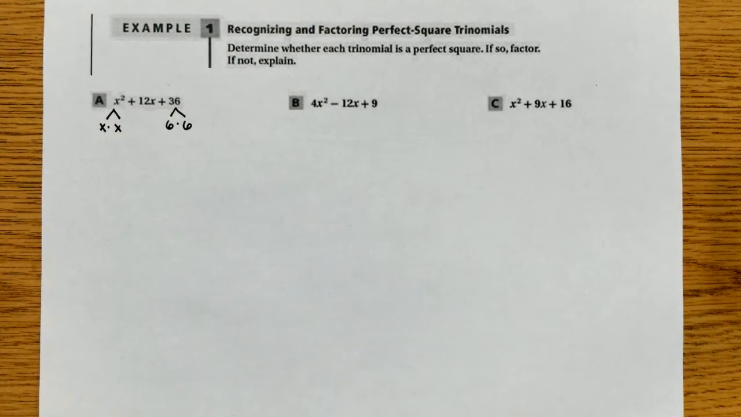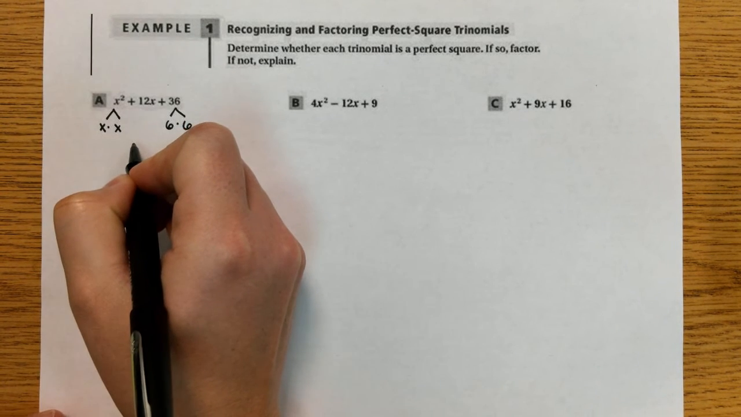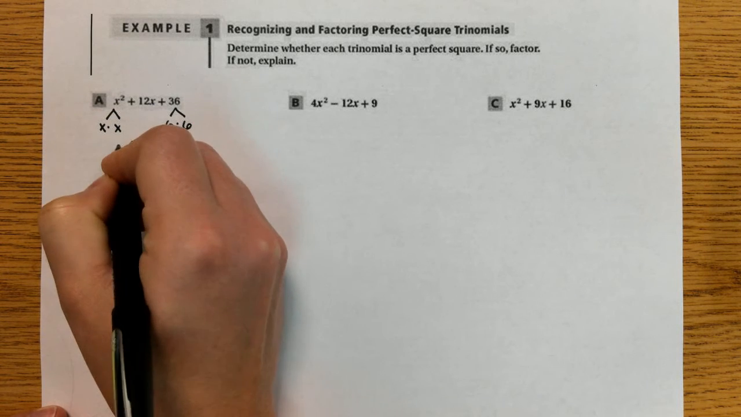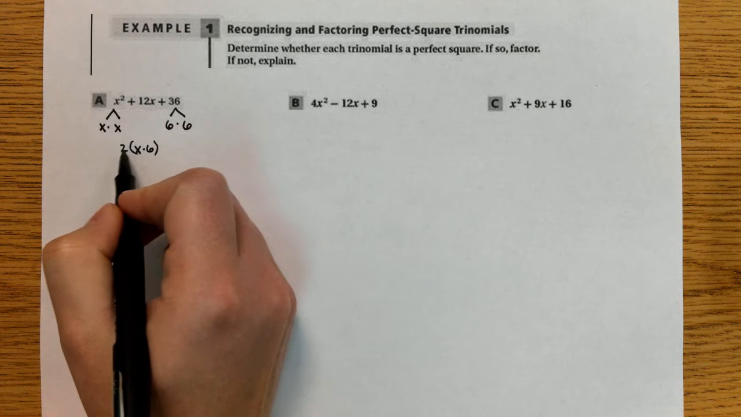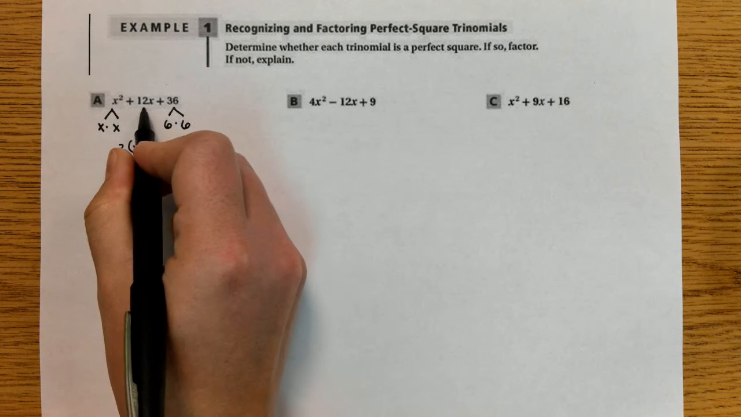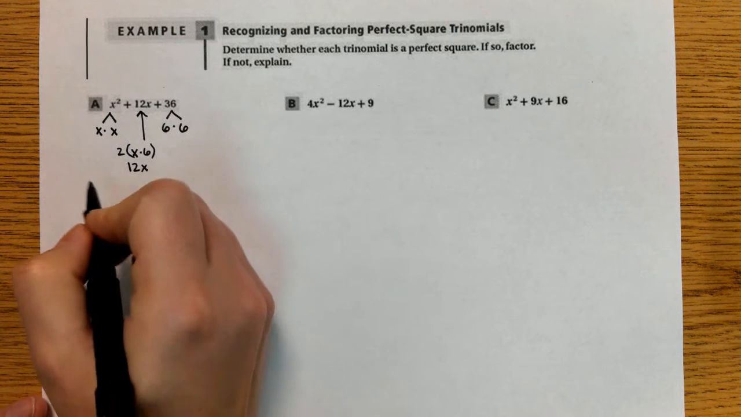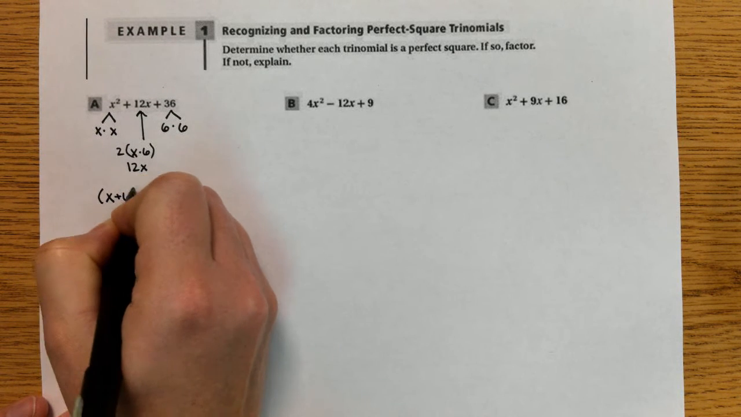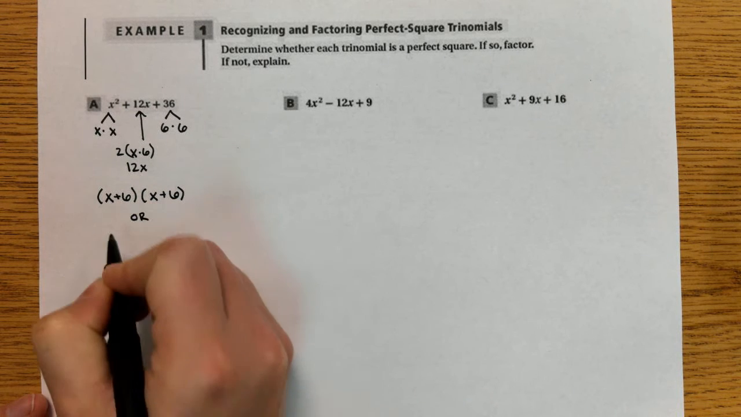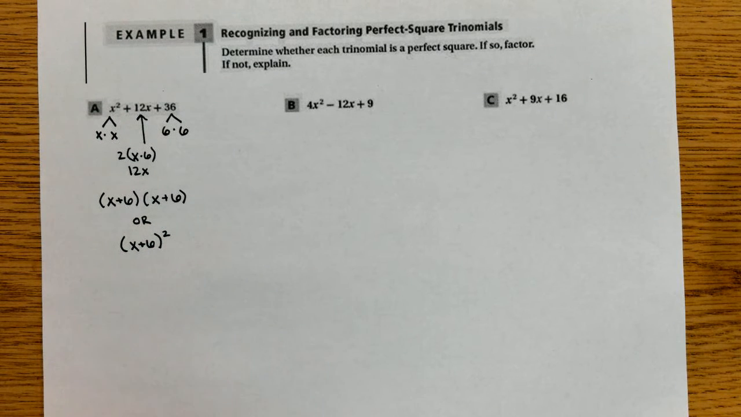So then our middle term, we need to check x times 6, and then we multiply that by 2. So x times 6 is 6x times 2. That will give us 12x, which is exactly what we have here. So this means this can be factored to x plus 6 times the quantity x plus 6. And we can also rewrite this using an exponent. You can say x plus 6 quantity squared.